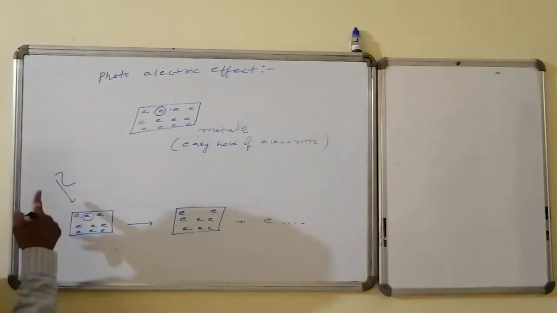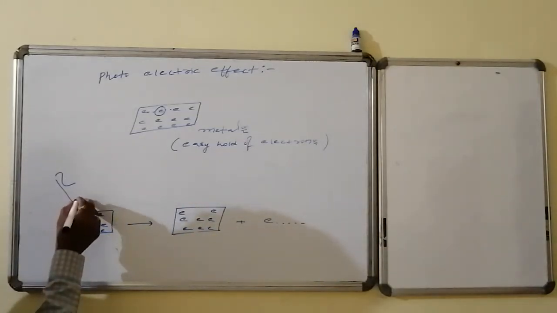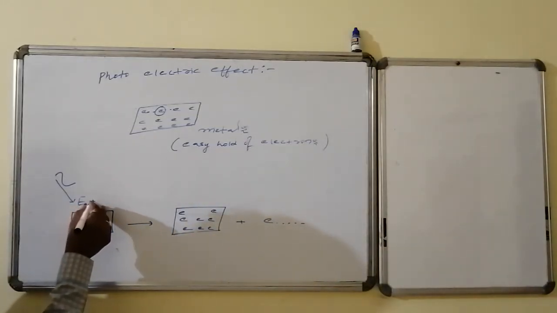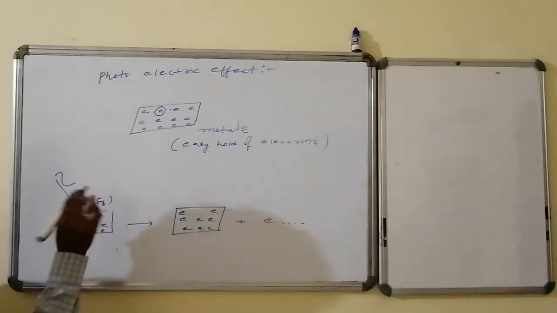Let us see here. This is a photon in the form of a wave. Let us consider that it has an energy of EA plus EB.